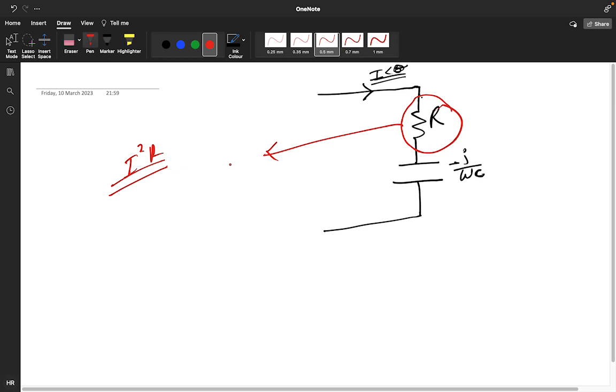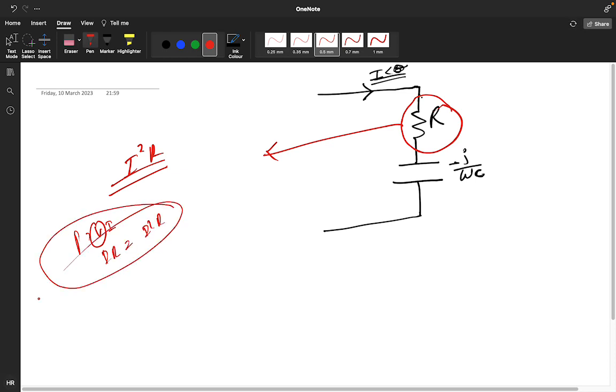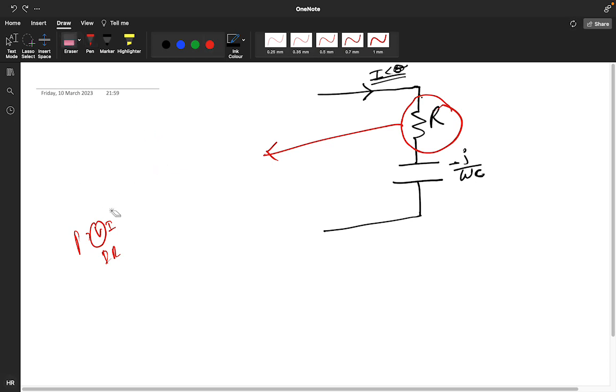Or you don't remember this? Power is equal to V into I, right? V can be written as I into R, so you will get I square into R power. Or if you don't want to go this way, we have another option.